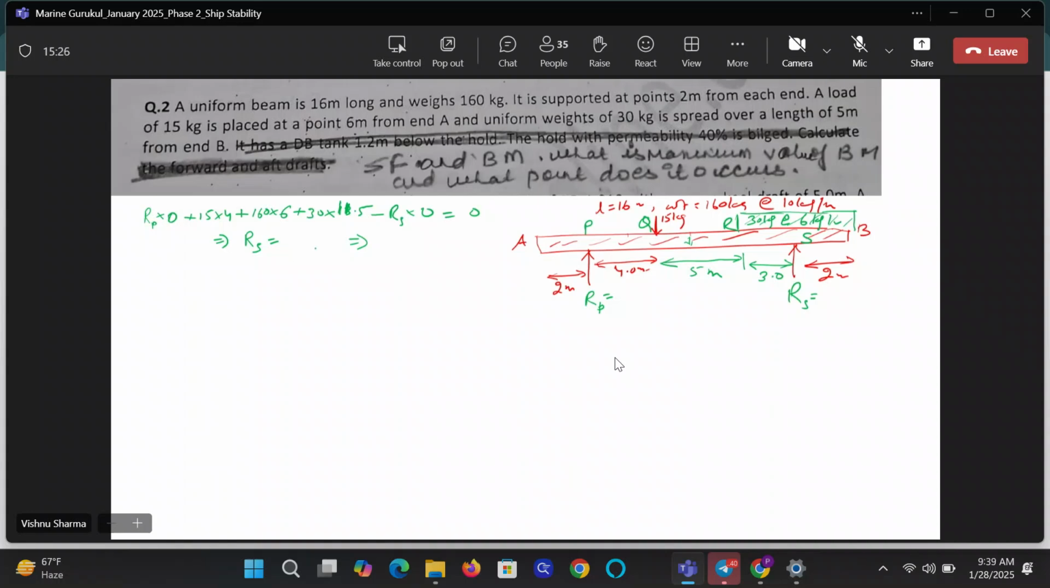Sir, RS I got 113.75. Okay. Let me make it 8 just to keep it simple. Don't worry. Okay, sir. And the total is 160 plus 30, 190, 205. So RP will be equal to 91.25.